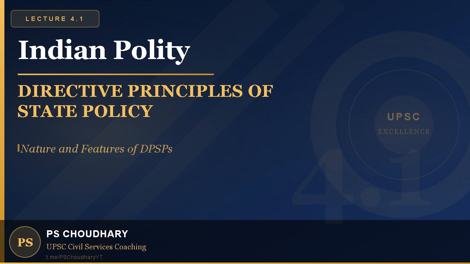Think carefully. The correct answer is option 2. Article 37 says DPSPs are not enforceable by any court but are fundamental in governance, and it is the state's duty to apply them in making laws. Option 1 is wrong because DPSPs are explicitly non-justiciable. Option 3 is wrong because they were borrowed from Ireland, not the USA. Option 4 is wrong because DPSPs apply only against the state, unlike some FRs with horizontal application.